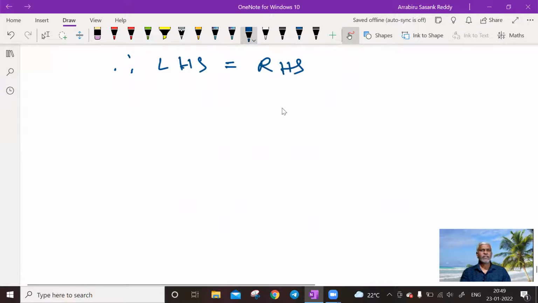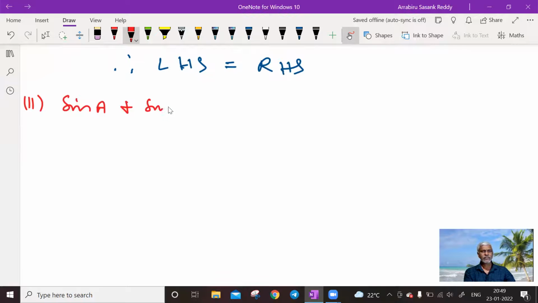Now let us take up the second bit: sin A plus sin B minus sin C.